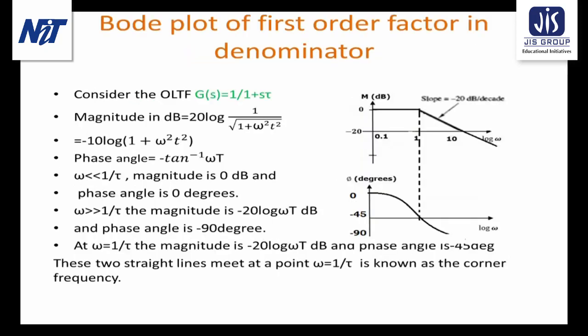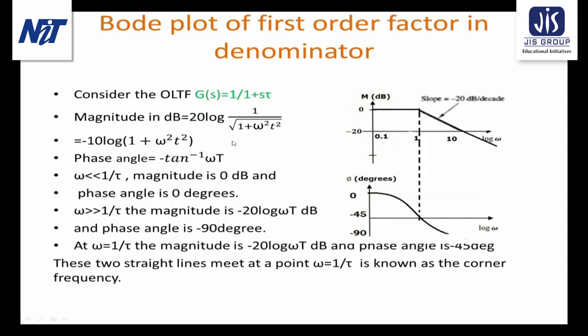So let us take the next example. This one is the Bode plot of a first order factor that is located at the denominator. When it is located at the denominator, it is considered as 1 by 1 plus s tau. So the sinusoidal function becomes 1 by 1 plus j omega tau. So the mod of g j omega in dB becomes 20 log 1 by root over of 1 plus omega square tau square.